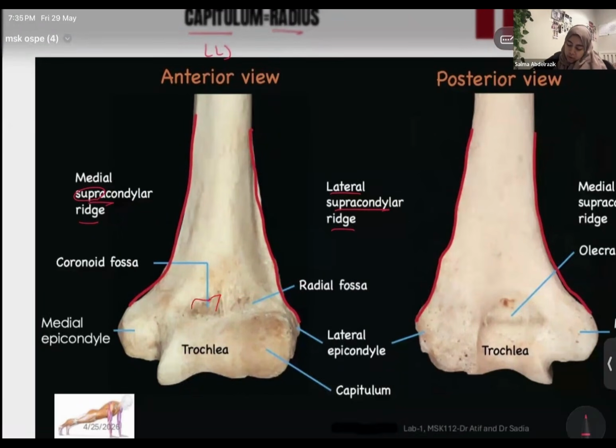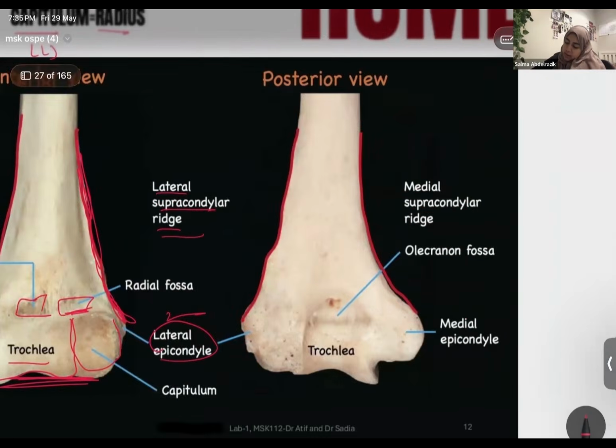We said there's the coronoid fossa. And then you have the radial fossa. Okay? Okay. So above the trochlea, let's imagine it like this, you have the coronoid fossa. Above the capitulum, you have the radial fossa. This is the lateral epicondyle as usual, medial epicondyle, and lateral supracondylar ridge. And then from the back, we have the olecranon fossa, medial epicondyle, trochlea, and so on.